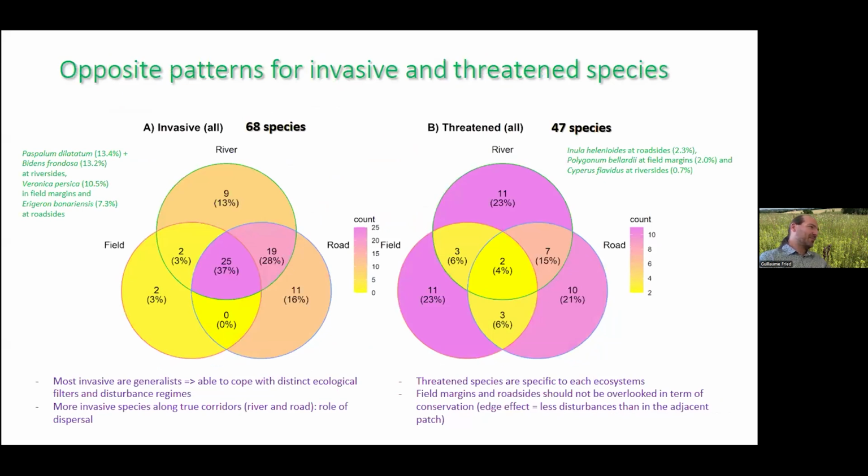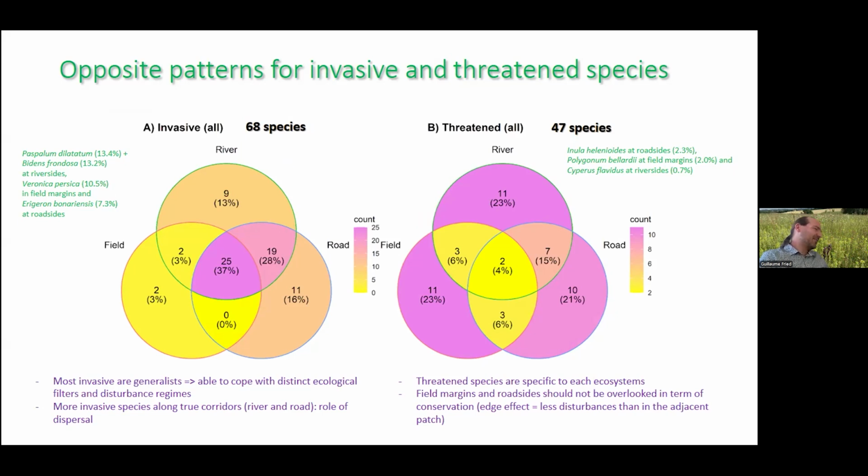So the second step of this analysis was to do the same, but this time we focused on particular species. On the left, we look at invasive species, and on the right, you can see endangered species. In our data set, we have 68 invasive species and 47 species that are listed on a red list in France, Spain, or UK.